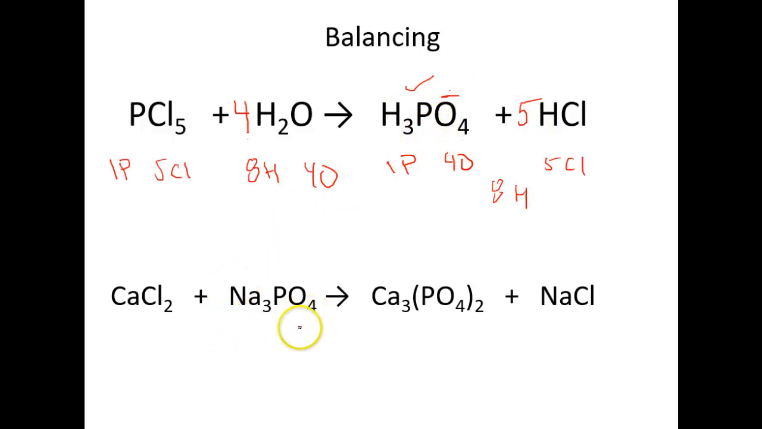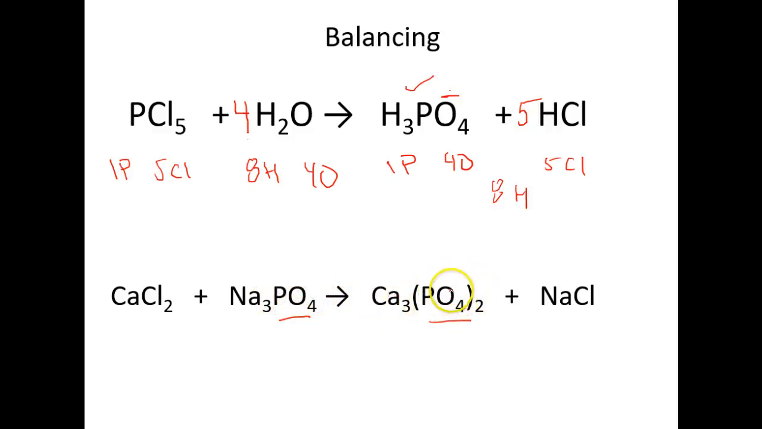Now down here we have polyatomic ions. Notice I have a phosphate here and a phosphate here. In this case you want to balance the phosphates, not each individual atom. So notice I have 1 phosphate here and 2 phosphates here.